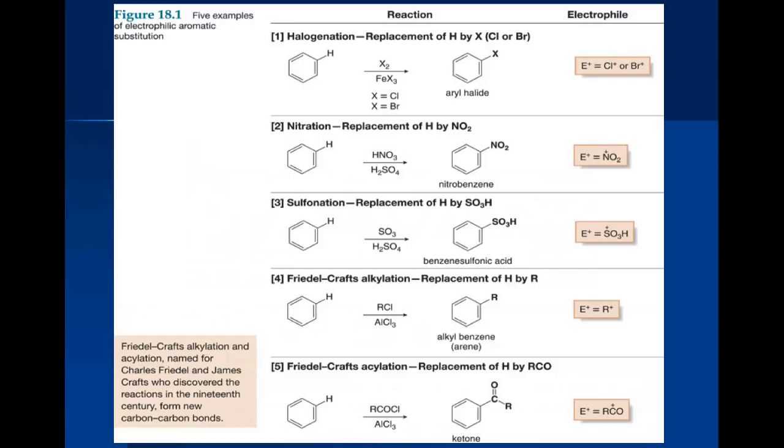Have you ever heard of TNT? Trinitrotoluene. So they take toluene, they put it in a mixture of nitric acid and sulfuric acid, and you can make TNT. It's a very useful explosive, right?